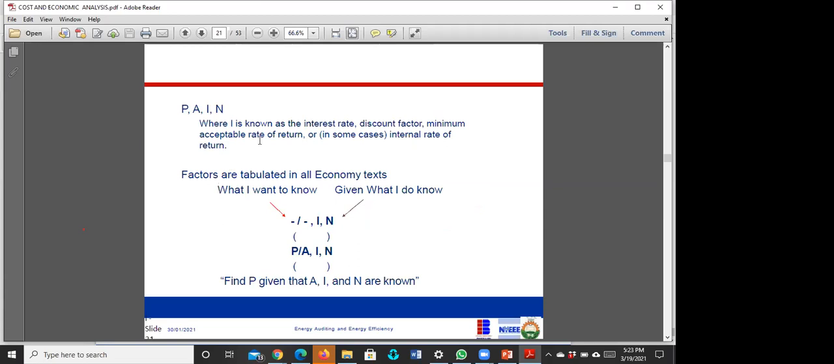So it's like before, as I said, I've explained this before. What you have on top is what I want to know. What you have below is what I do know, what is given. So everything under is what we know. What is on top? So in this case now, P is what we are looking for. A is given, I is given, N is given. So it's called find P given A. I and N are already known in the interest table chart.